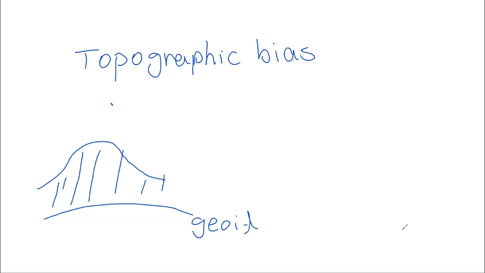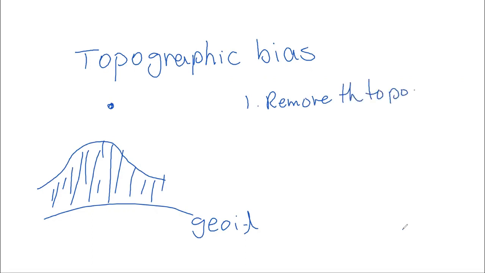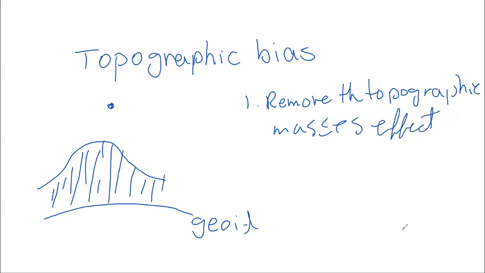and if I want to use the solution of the boundary value problem, I have to do two things. First, I have to remove the effect of topographic masses. First step is to remove the topographic mass effect. And the second is downward continuation.